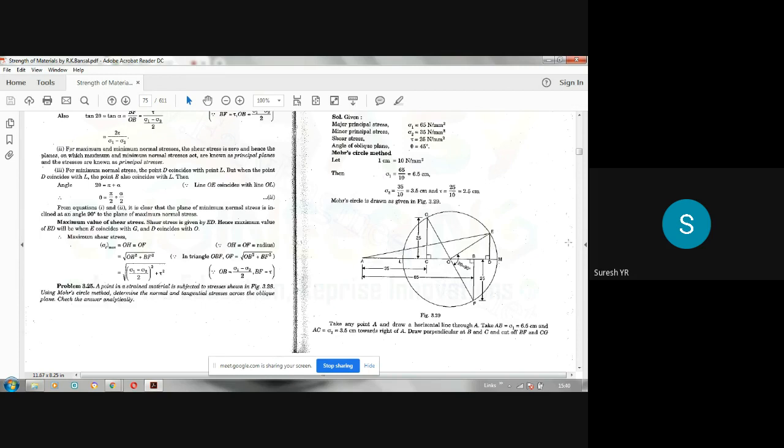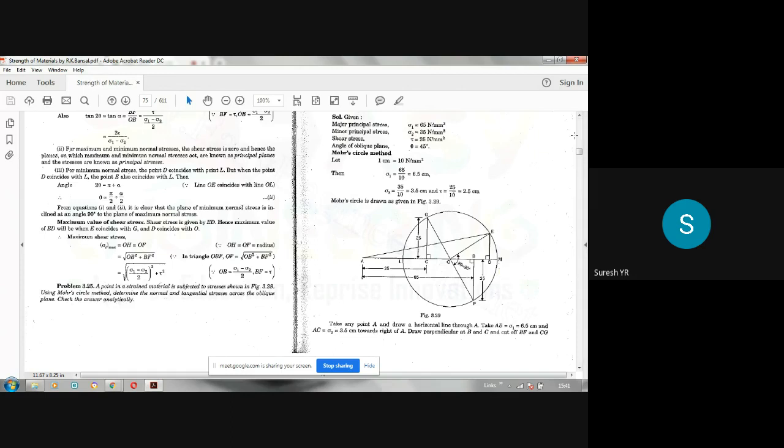So once the Mohr circle cuts the horizontal at 2 points, L and M, measure this AM using a scale. Okay, so that AM gives the major principal stress, AL gives the minor principal stress. So AM is sigma 1, AL is sigma 2. So this is the procedure for finding the principal stresses.